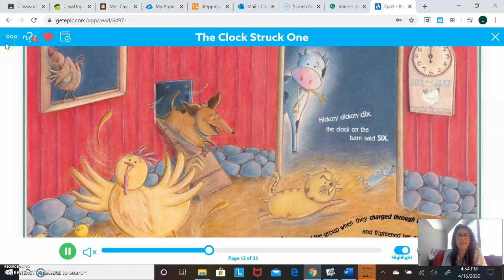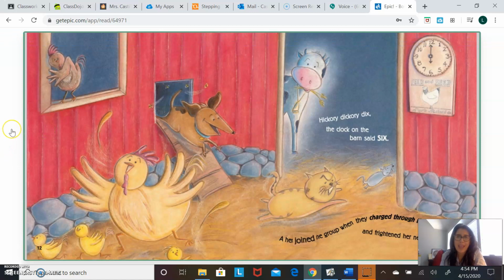Hickory dickory dicks, the clock on the barn said 6. A hen joined the group when they charged through the coop and frightened her new little chicks.